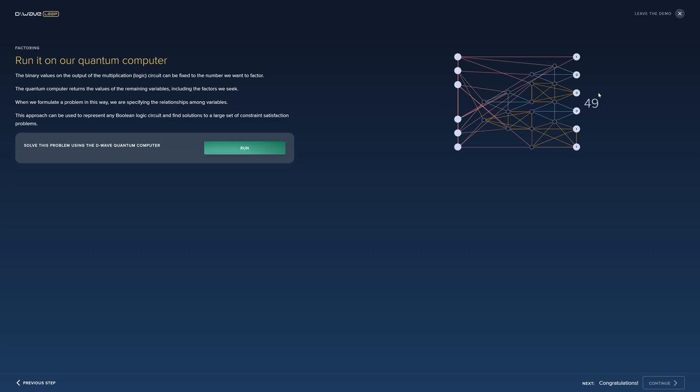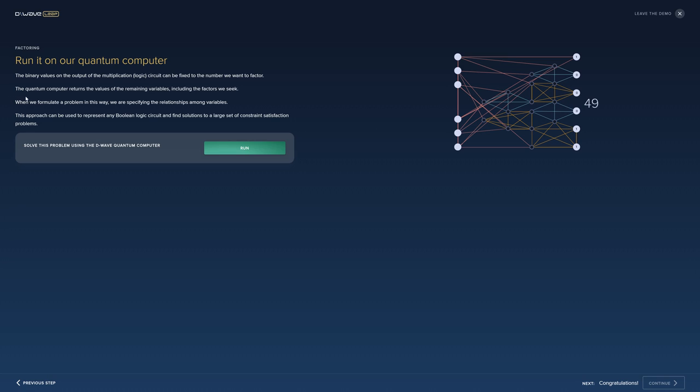The binary value, this is the 49, 110001. On the output of the multiplication. This is the output of the multiplication, that would be 7, 7, because 7 times 7 is 49. Okay, the quantum computer returns the value of the remaining variables, including the factors we seek, and this is the factor.